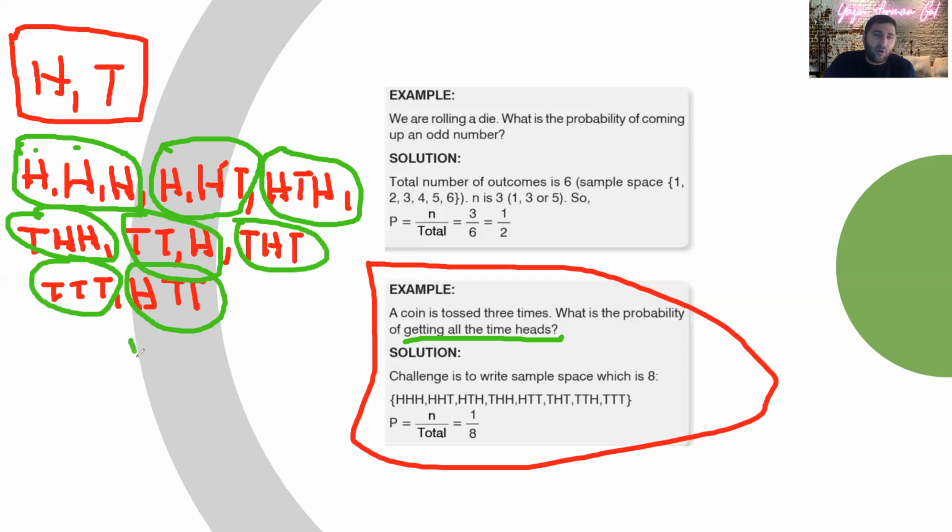So how many are here? One out of how many options? 1, 2, 3, 4, 5, 6, 7, 8. So as you can see, this is the total number of outcomes. It may occur like this, and like the question is asking, all three heads is only here. It's one option. So head, head, and head. So that's why it's going to be 1/8. That is going to be my answer.